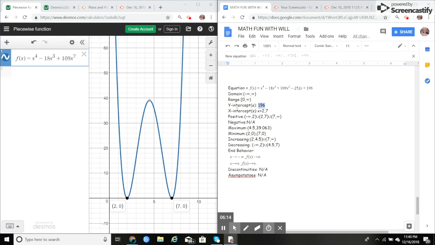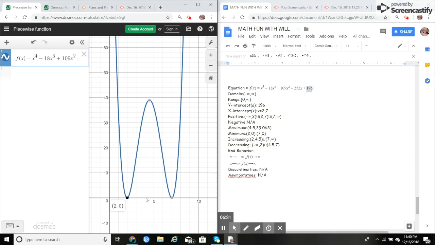The y-intercept is 196. You could look at that on the graph, but you can also see that the constant in the formula is 196. It's the one without the x. So that's how you know what your y-intercept is going to be, because when all of these are 0, that's the only one that's going to matter.